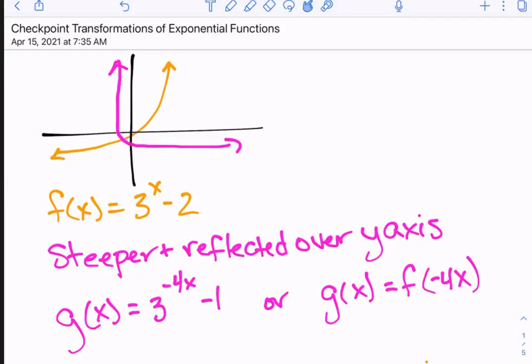Hi, this is a video for the checkpoint transformations of exponential functions.